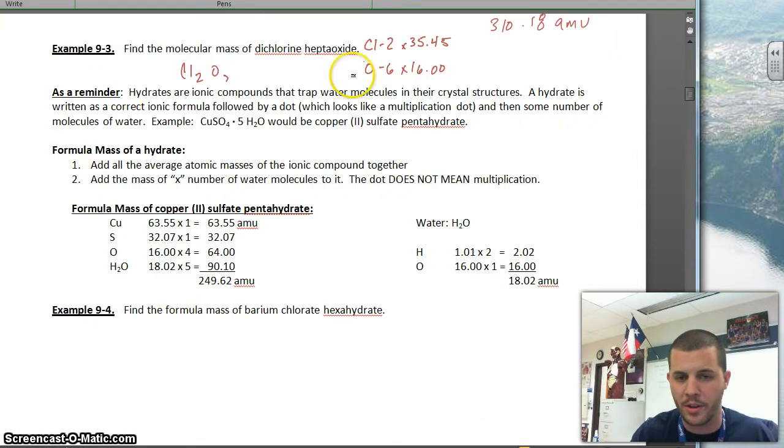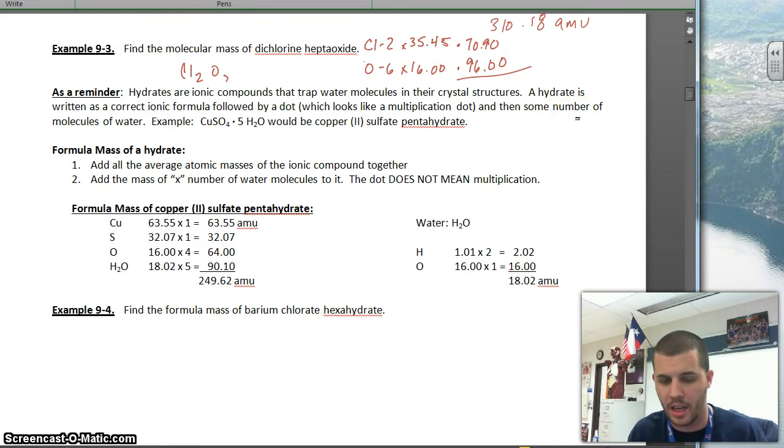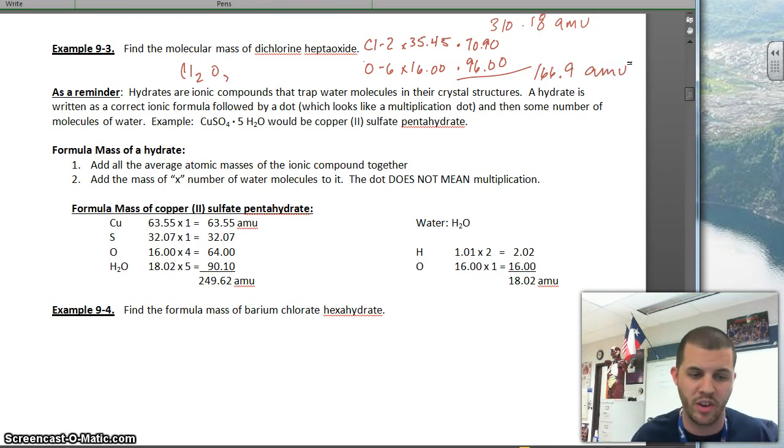So what I want to do now is multiply these together. 35.45 times 2 is 70.90. 7 times 16 is 112. And we add those two numbers up, and we get 70.90 plus 112, which is 182.9 AMU, or grams per mole. Either one is fine.